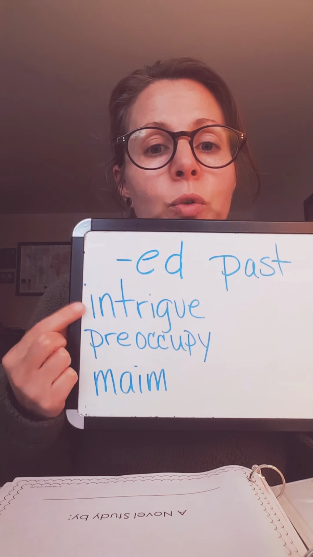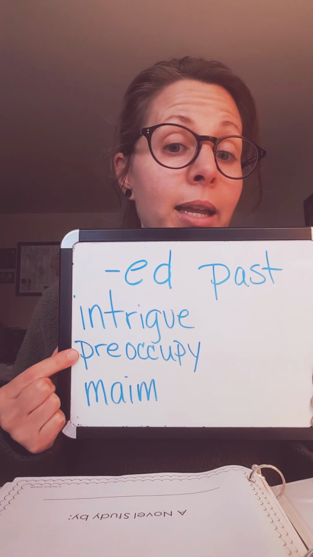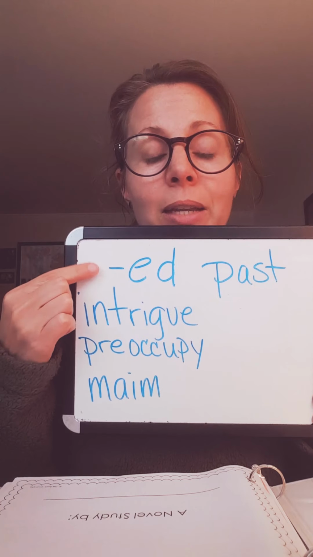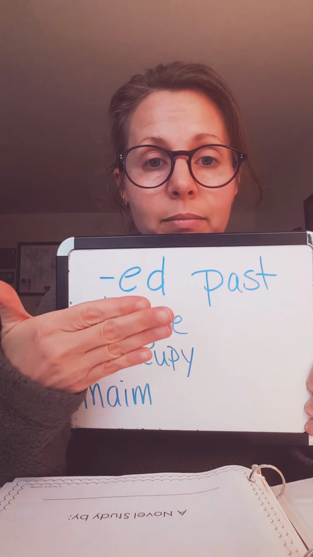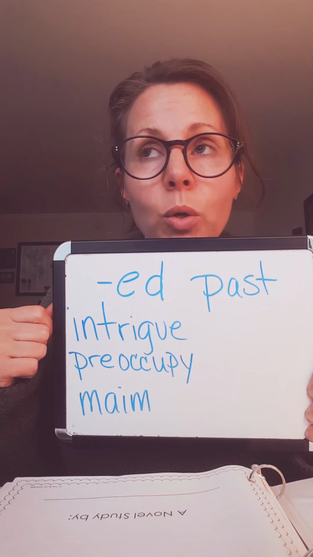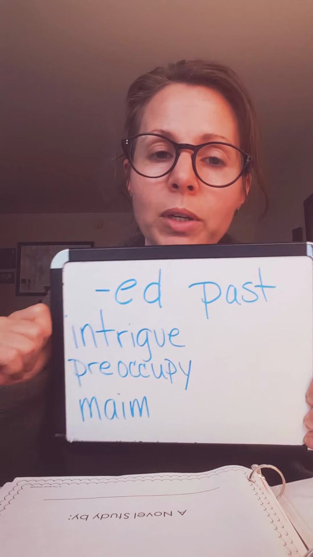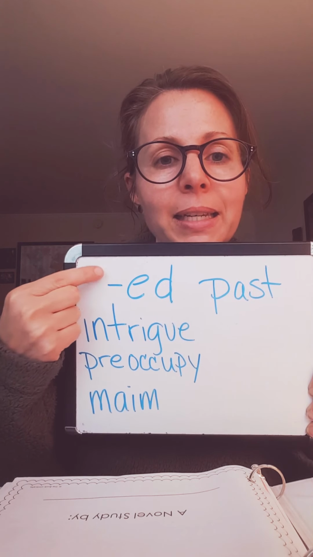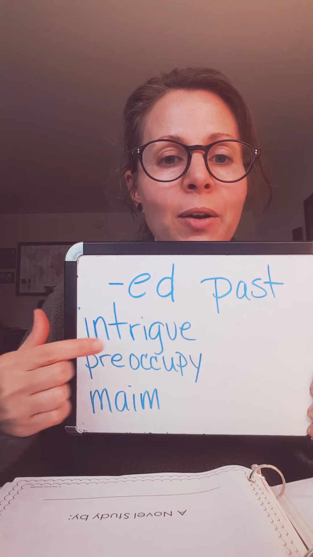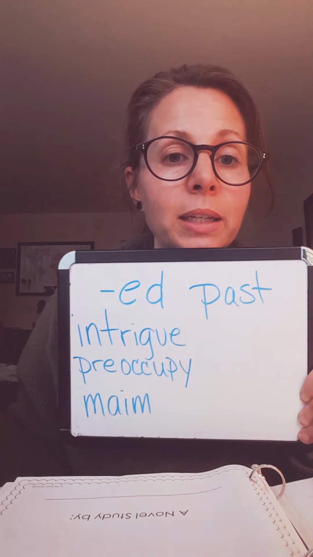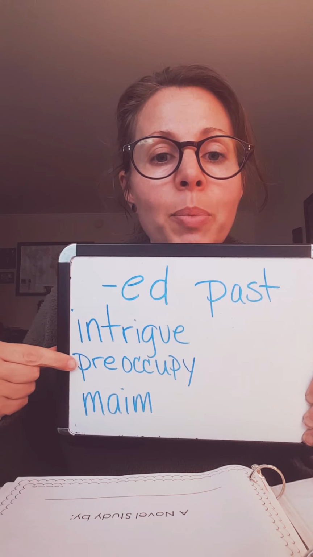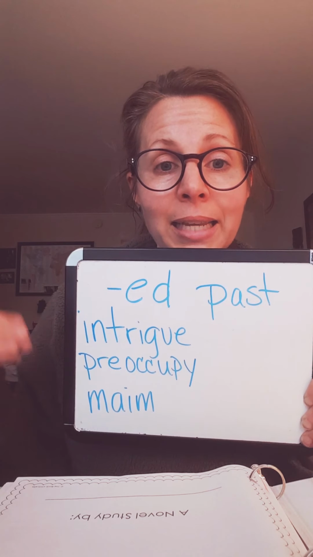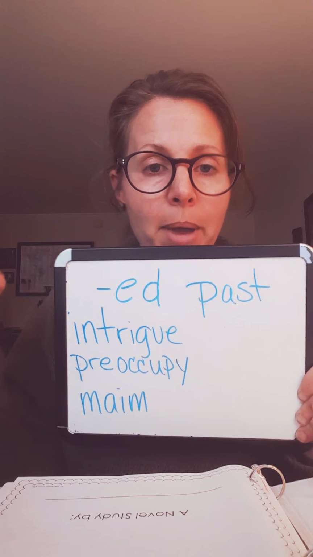All right, so we have intrigue, we have preoccupy, and we have maim as root words. And we're adding the ed on them, making them past. They already happened. So think about that when you are writing your sentences. They've got to make sense with the suffix ed. So if we add our ed to intrigue, then we get intrigued. Preoccupy has y on the end, so we had to add ied. Preoccupied, now it's in the past.